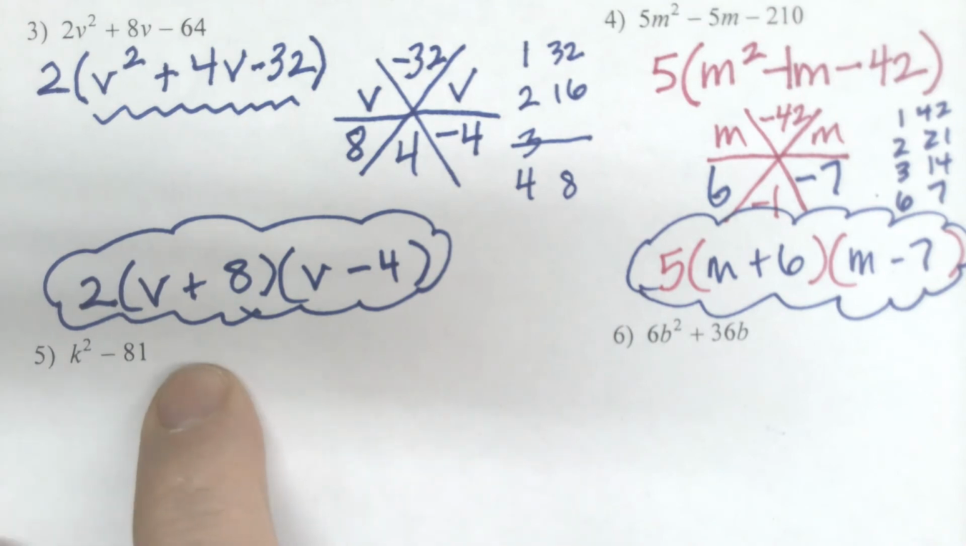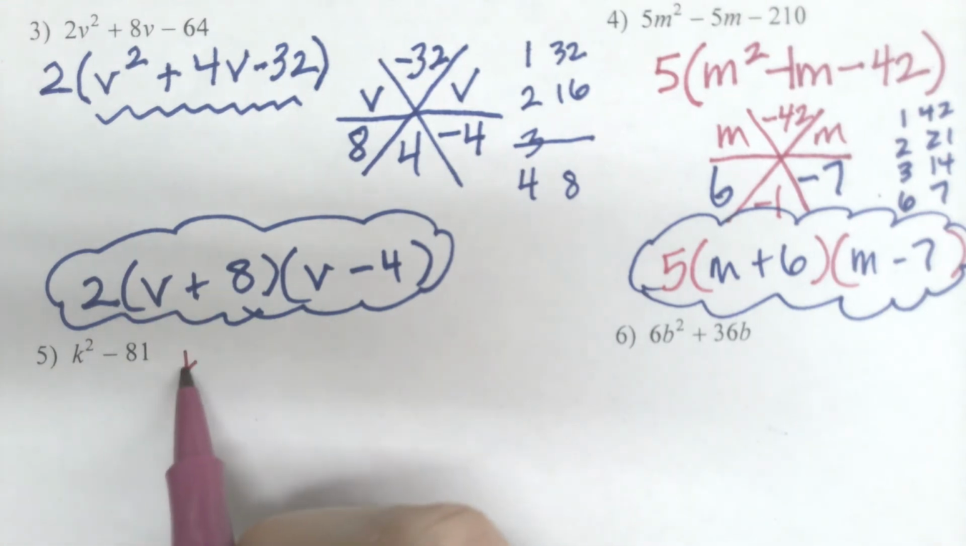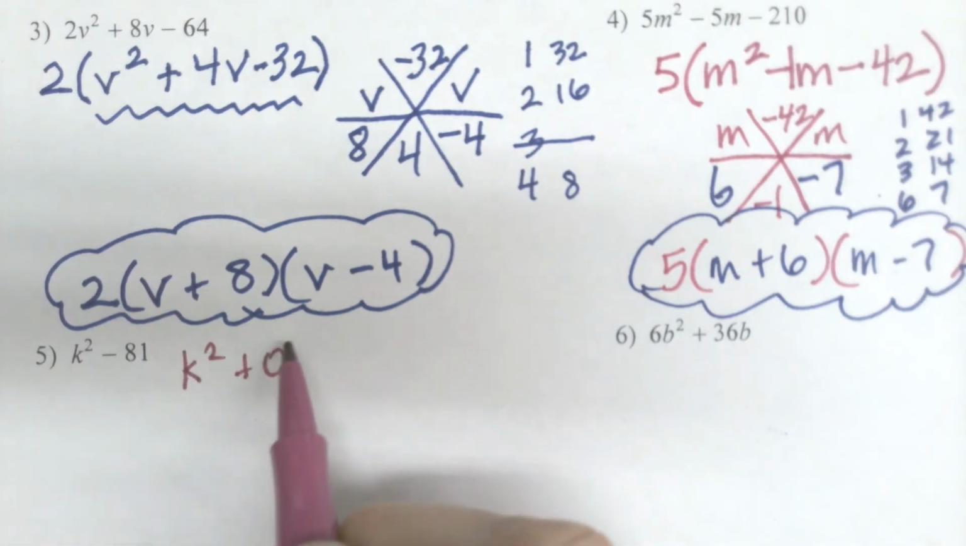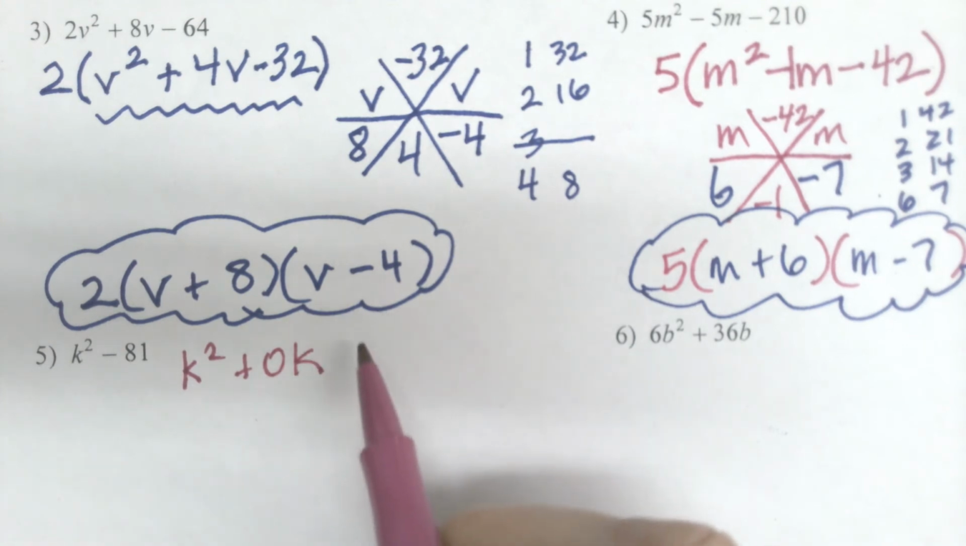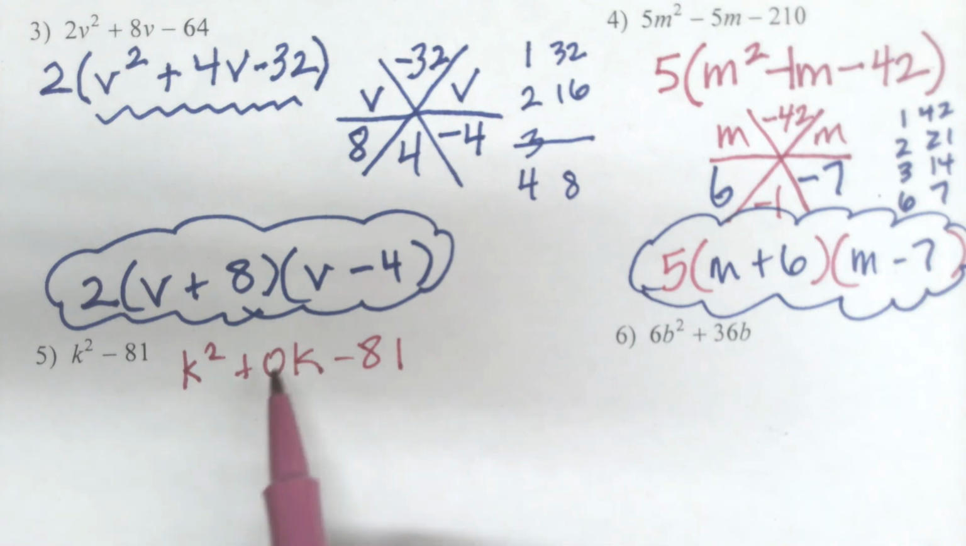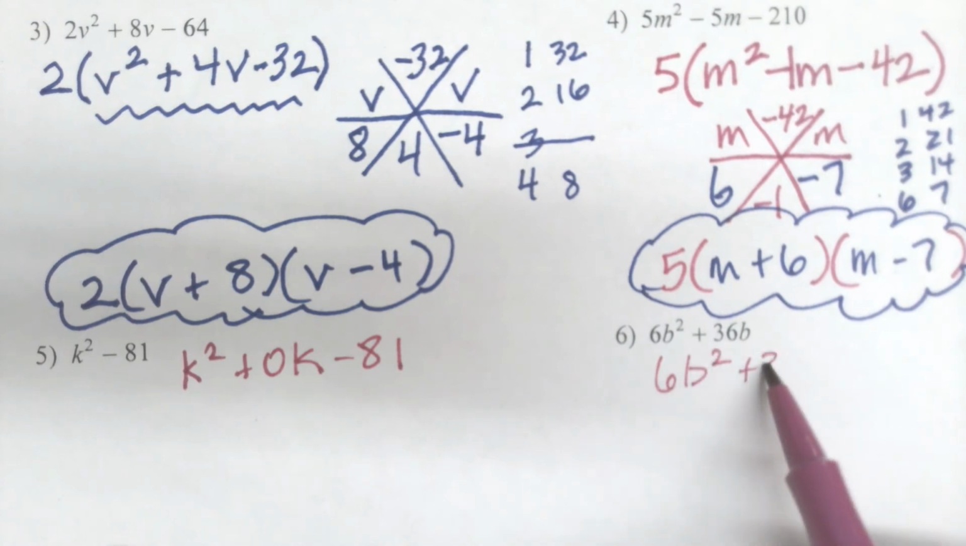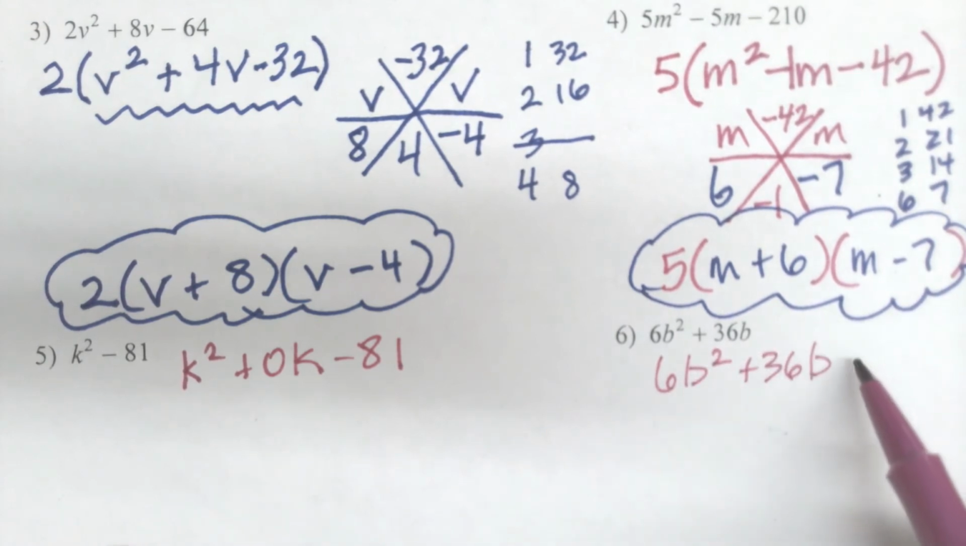So I have to rewrite this as, Barrett, are you with me? I have to rewrite this as k squared plus 0k minus 81, because I'm missing the k term. Whereas in this last one, it would be 6b squared plus 36b plus 0.